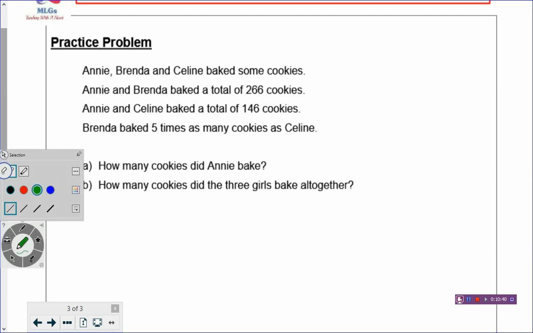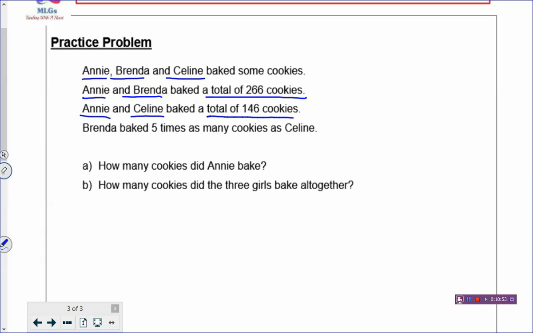Okay, so have you solved the problem? Okay, let's highlight. Now, Annie, Brenda, and Celine bake some cookies. So there are 3 persons. Annie and Brenda bake a total of 266 cookies. Annie and Celine bake a total of 146 cookies. So are there 4 persons or are there 3 persons? There are only 3 persons. And the repeated person is Annie.